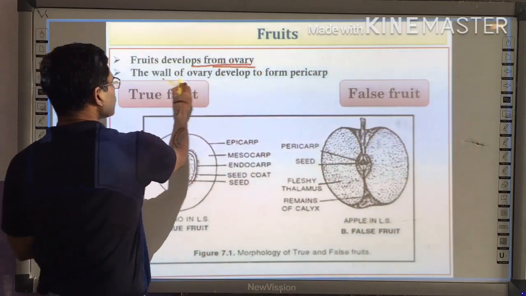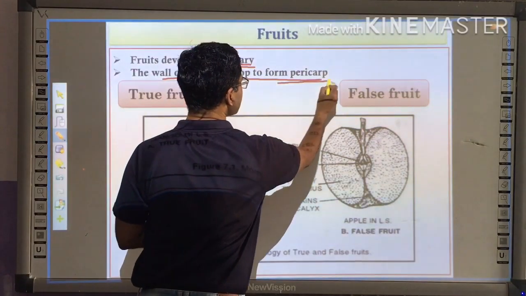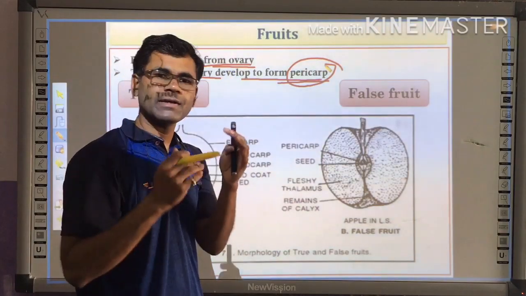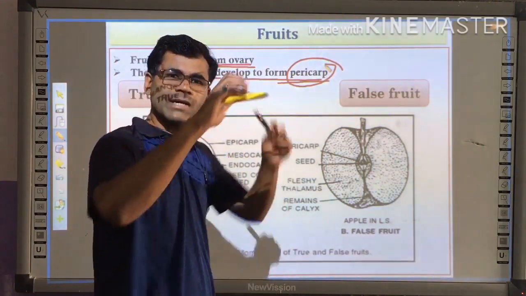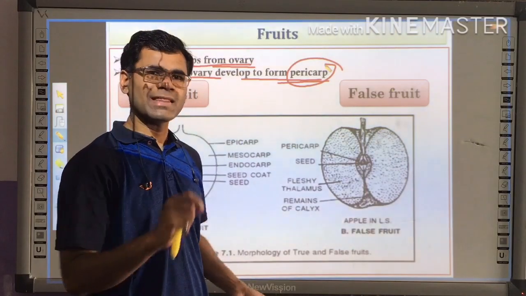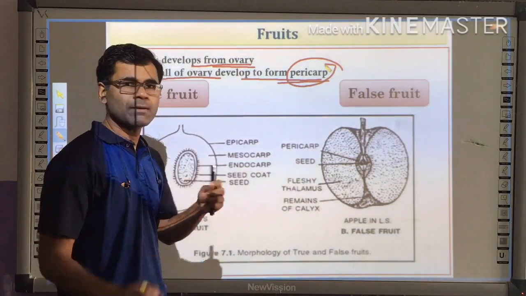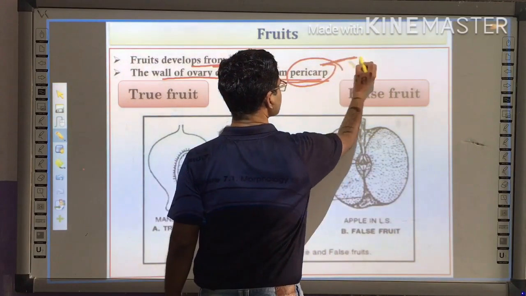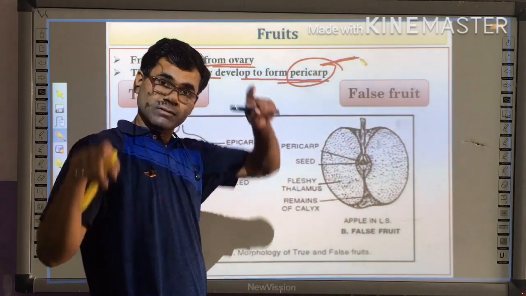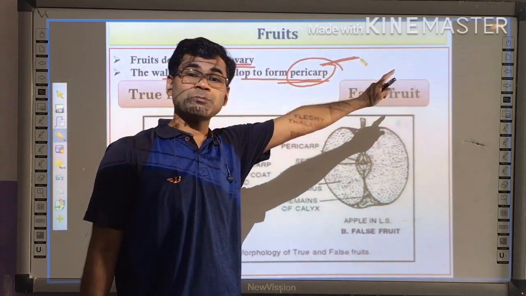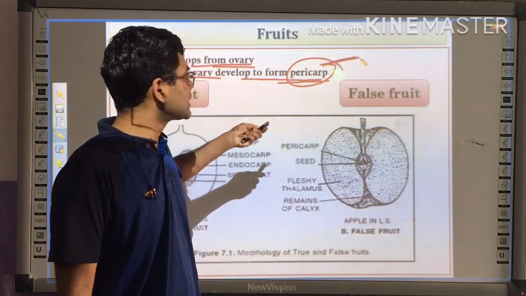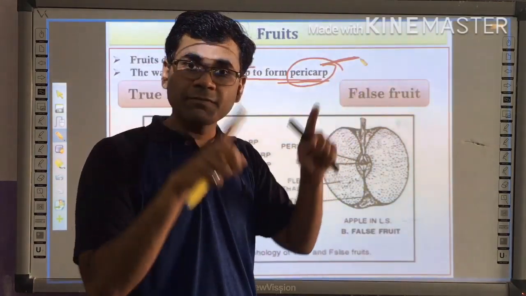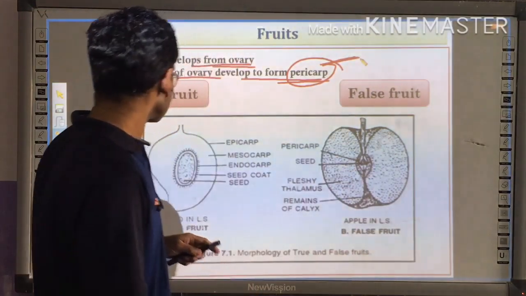Right? The wall of ovary develops into the pericarp. The external wall of ovary develops into the external covering of the fruit, and that covering of fruit is called pericarp. Okay, pericarp. So remember, nucellus, it was perisperm. For fruits, it is pericarp. And your homework is to write the difference between both of these.